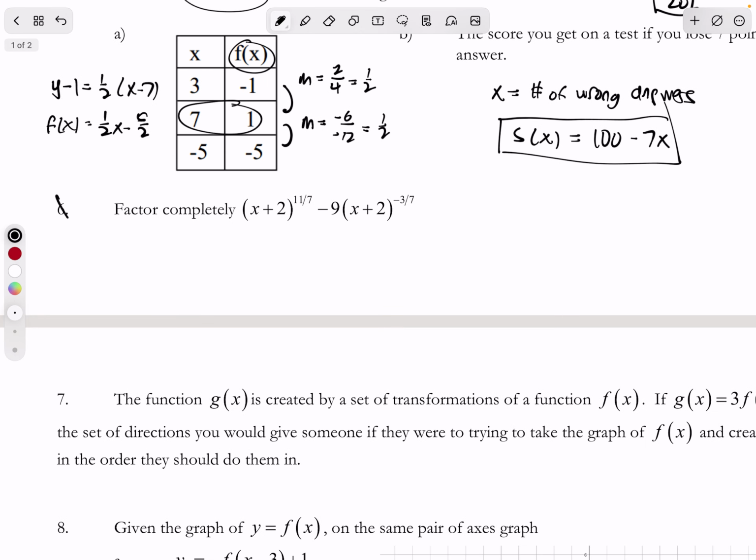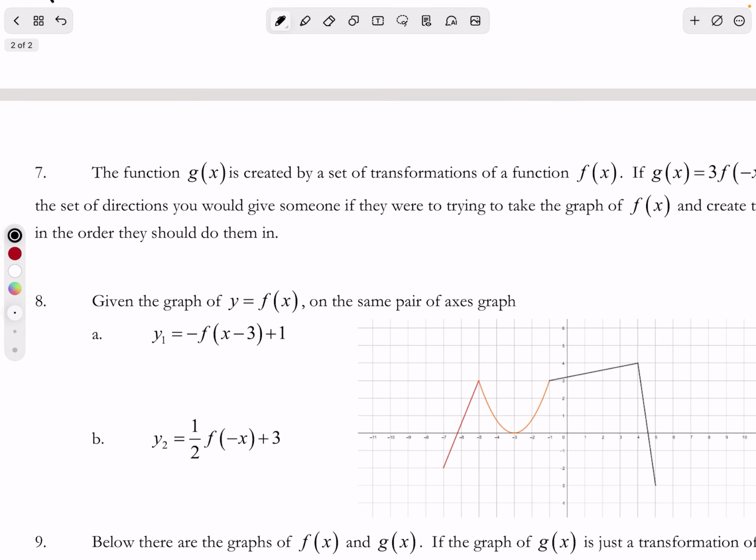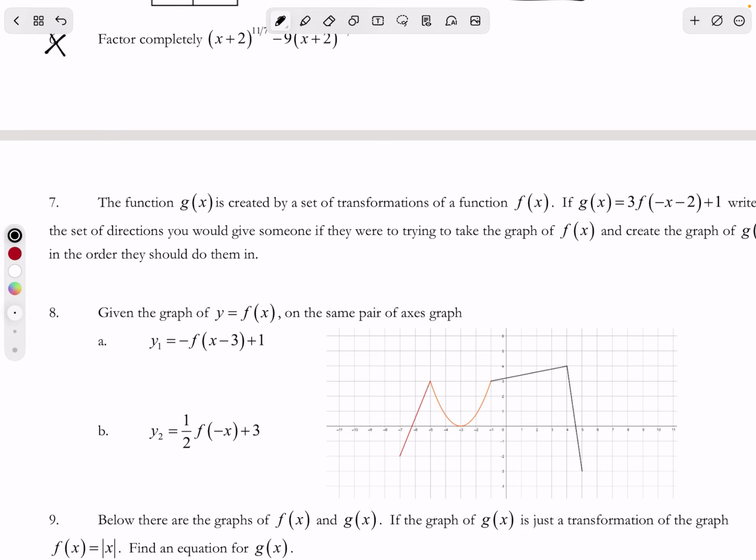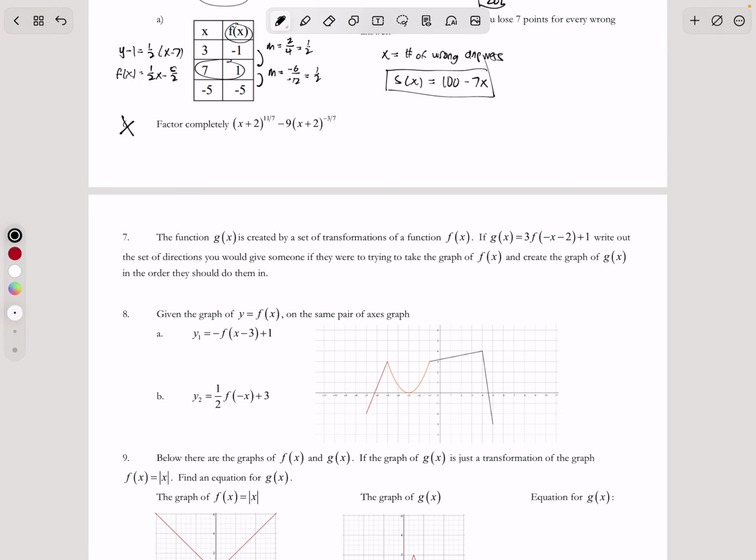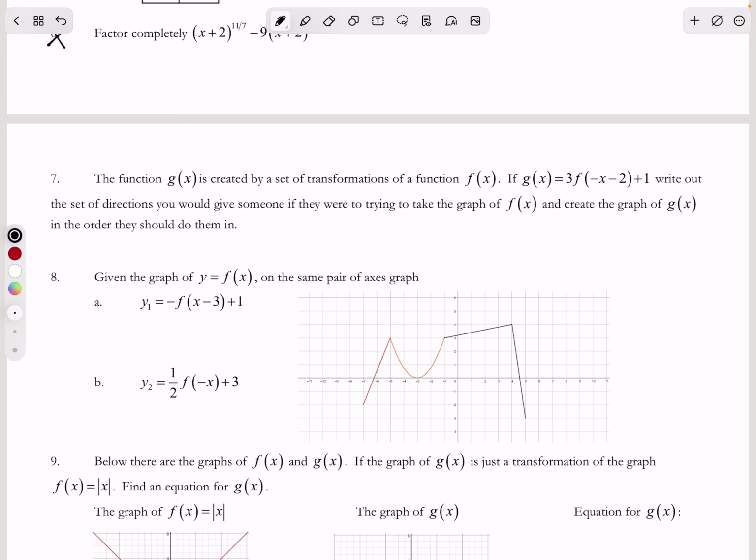Number 6 is a review. We're going to skip it. It's not on the quiz. Number 7, the function g of x is created by a set of transformations, blah, blah, blah. What I don't like about this question is that this one has 2 transformations to x, which we did not discuss in class. It's a little more complicated. For the purpose of this video, I'm not going to cover it.